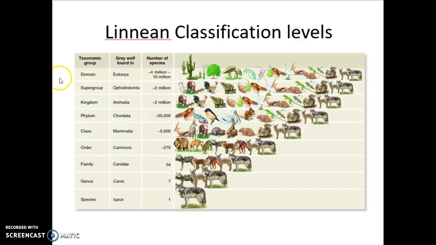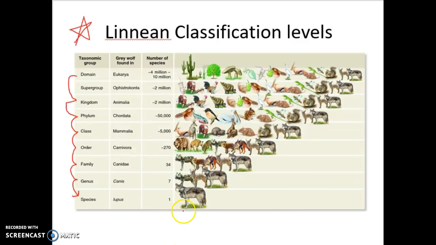So we're going to go domain. We're going to then go to kingdom. From the kingdom, you then drop down to phylum. Phylum goes to class. Class goes to order. Order to family. Family to genus. Genus to species. Okay, so this is an important flow chart to remember. What are the classification levels?